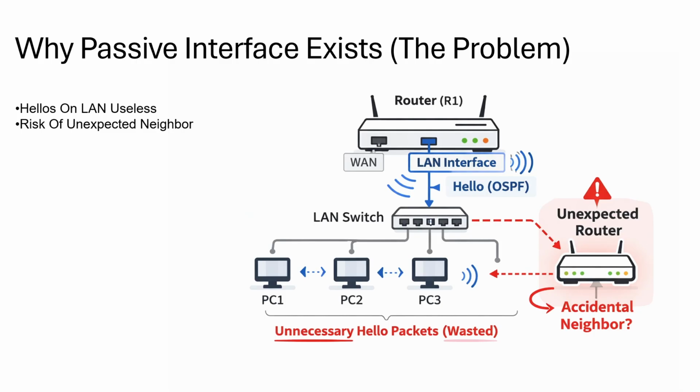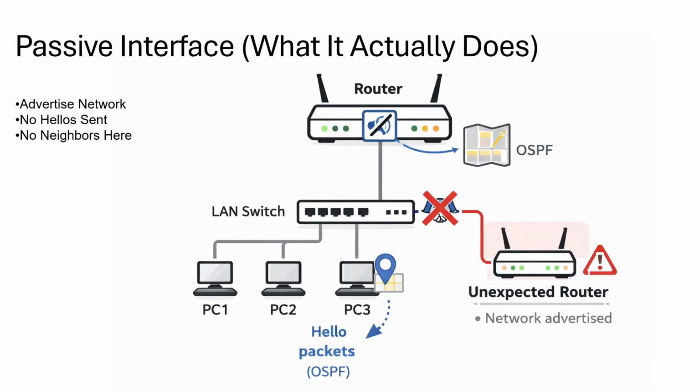You want that LAN network to be known in OSPF, but you do not want it to form OSPF neighbors on that LAN. That's what passive interface gives you. When an interface is passive, the network connected to it can still be advertised into OSPF, but the router does not send hellos out of that interface, so it cannot form a neighbor on that interface. Think of it like this. Advertise the network, but don't try to talk OSPF on that wire.